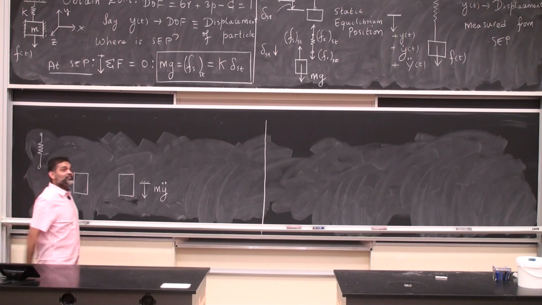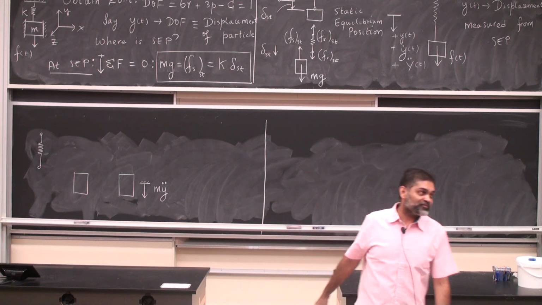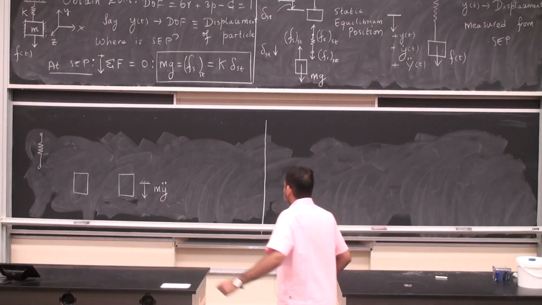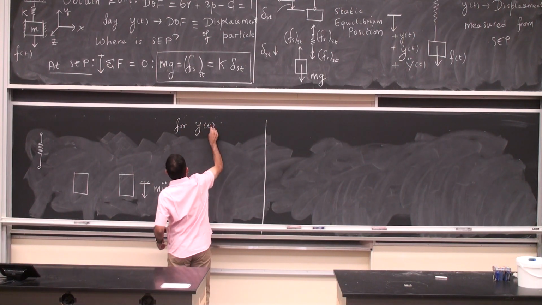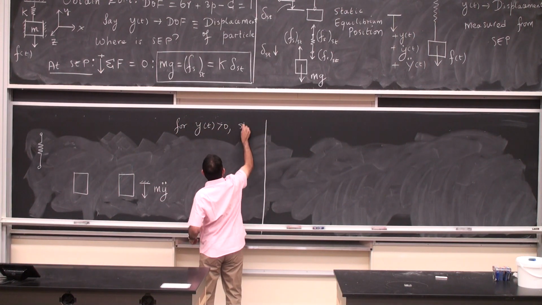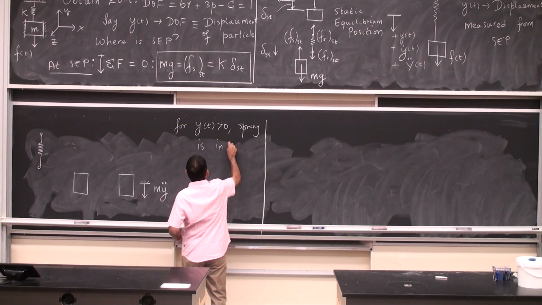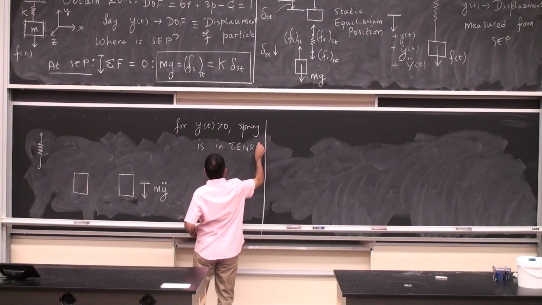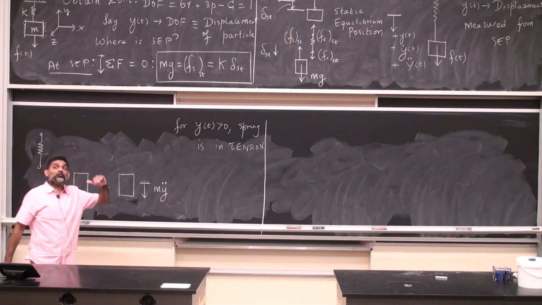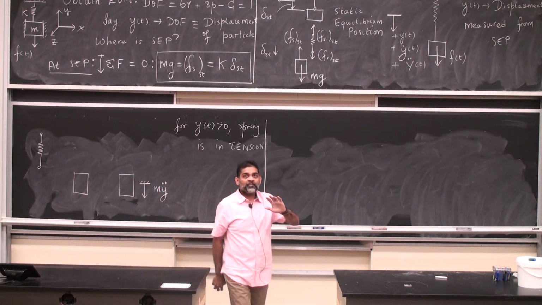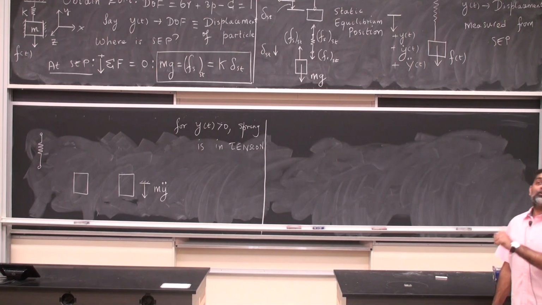Can somebody help me with this spring free body diagram? What are the forces? And let's assume that y of t is positive. So for y of t greater than 0, the spring is in tension. This tells me that the mass is not moving down. That's not what it tells me. It tells me that if the mass were moving down, then y of t is going to be a positive value because of my sign convention.